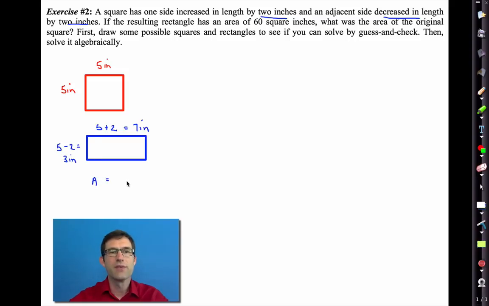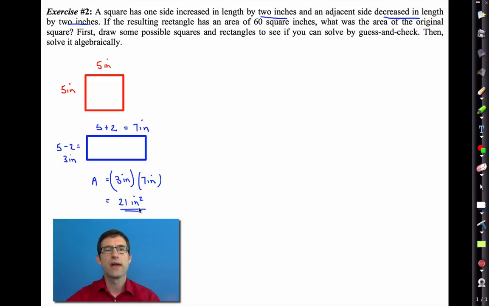Now the area of this new rectangle would be 3 inches times 7 inches, which is 21 square inches. Now, what did I know? Well, I knew that the resulting rectangle should have an area of 60 square inches. So clearly, that wasn't the right setup, right? This isn't equal to 60 square inches. Now, we could continue to try to be systematic about this and play around with some more guesses and checks. But I think what I'd like to do is jump right into the algebra.